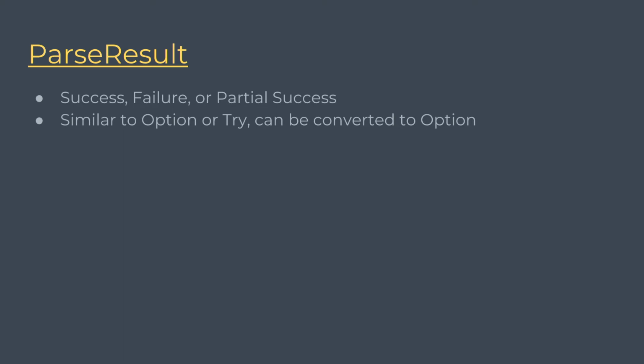And like I mentioned before, it's similar to an option or try. You can convert it to option with the toOption method. And it also implements methods like filter, flat map, map, etc. So you can operate on it like that.